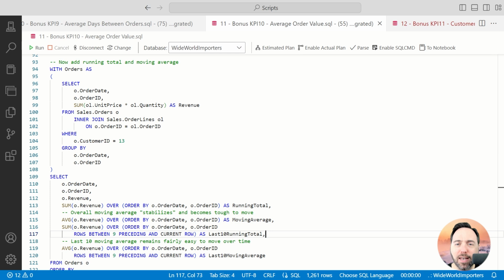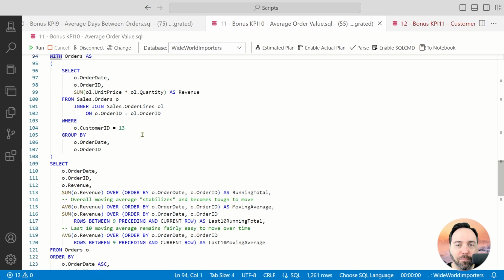So why do I specify 9 instead of 10? The reason is that the current row is different from preceding rows. So if I want exactly 10 records, I need to specify the current row as well as 9 additional. Doing that, I can calculate the sum and the average.